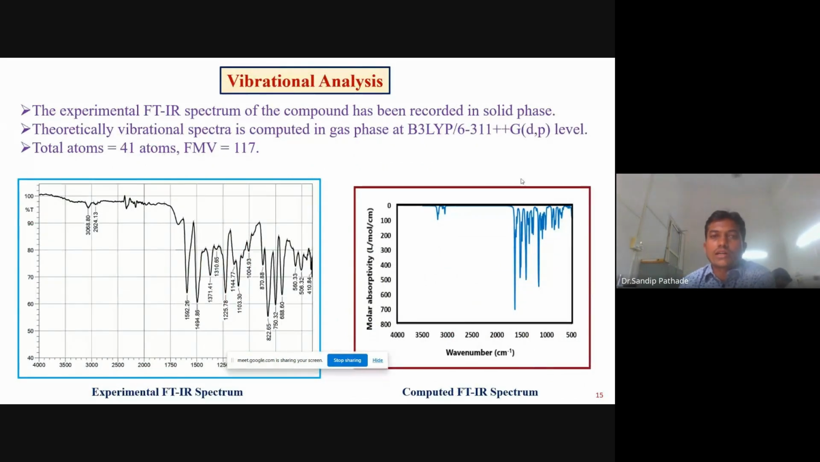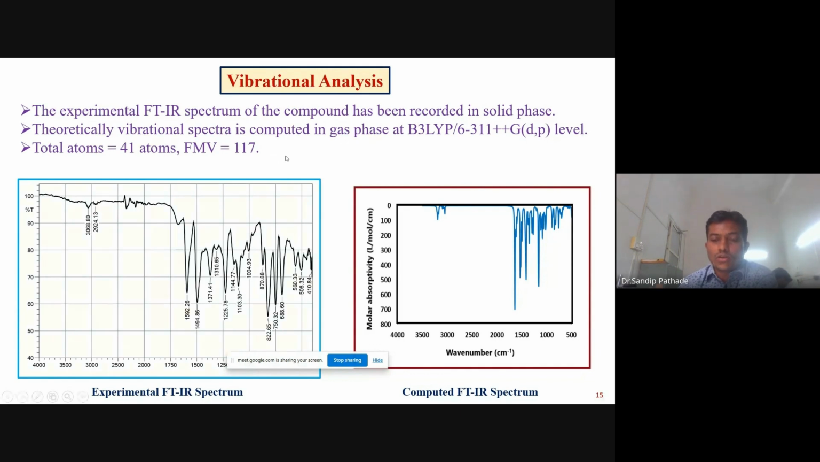Then we also carried out the vibrational analysis for our molecule. The experimental FTIR spectrum of the compound has been recorded in the solid phase, while the vibrational spectrum is computed in the gas phase at the B3LYP level using the 6-311++G(d,p) basis set. In our molecule, there are a total of 41 atoms. Therefore, the total number of fundamental modes of vibration is 117, according to the formula 3N minus 6.